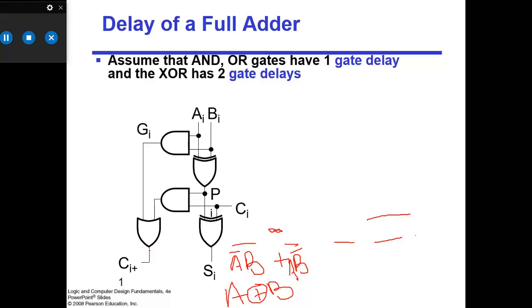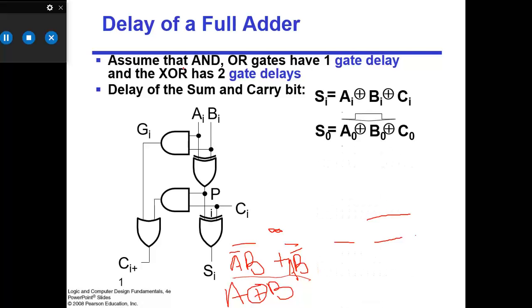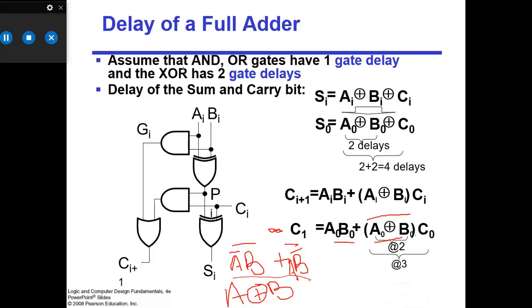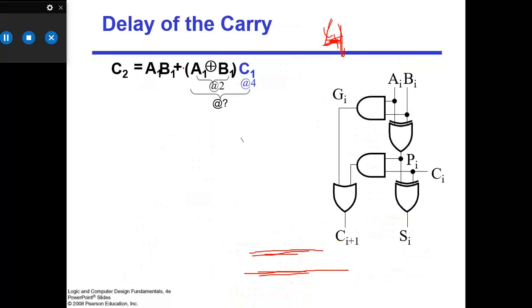So some basic calculation: assume that AND and OR gates have 1 gate delay, and XOR has 2 gate delays, because we know that the XOR is comprised of 2 blocks, A bar B plus A B bar. So XOR takes 2 gate delays and OR gates take 1 gate delay. This is the equation for sums. It takes 2 delays, and 2 plus 2 is 4 delays, and carry will take 2 plus 3 delays, and 4 delays.